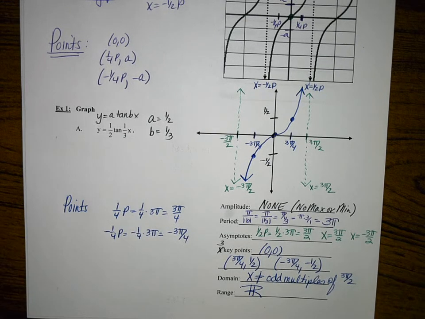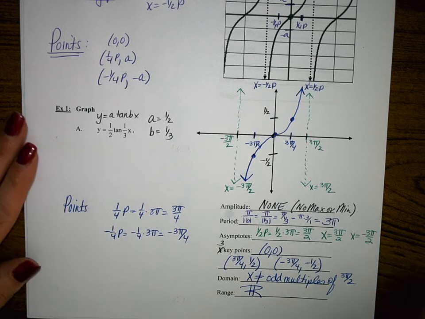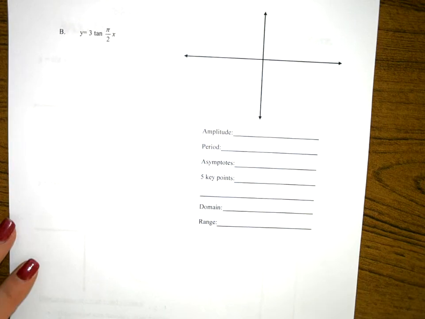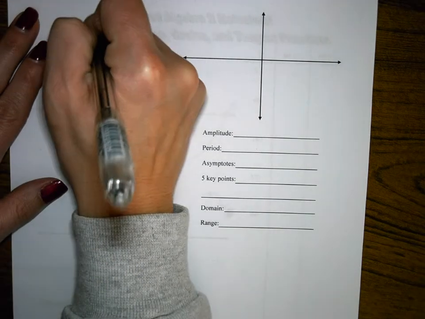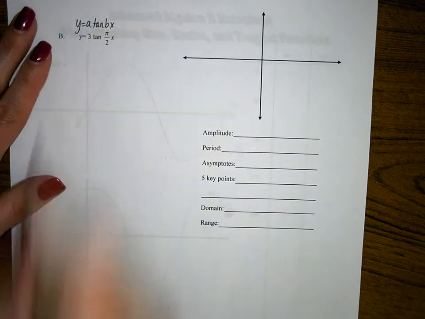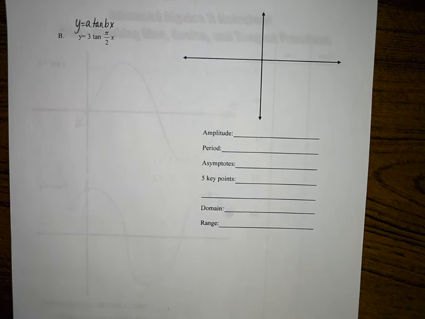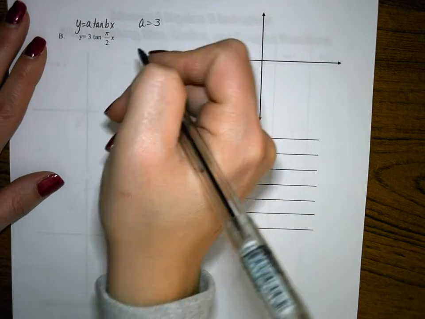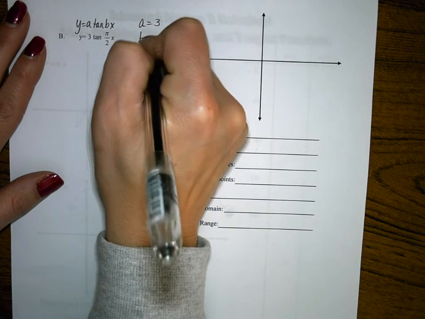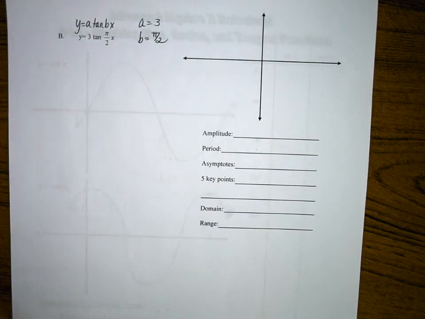Should we try one more? Let's take a look at one more. So y equals 3 tangent of pi over 2x. First things first, write down y equals a tangent of bx. What number do I have for a? 3. What number for b? Pi over 2. So a reminds me of what, Levi?